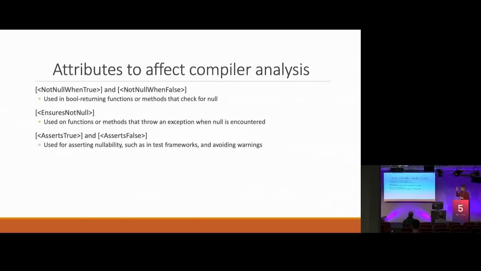Ensures not null is the same sort of thing as not null when true and not null when false, except it's about assertions. If you have a function or method that asserts something and throws an exception under the covers, that's the appropriate attribute to apply to it. And then there are asserts true and asserts false. I personally think those would be most useful for test frameworks. If you want to assert the nullability or non-nullability of something and you don't want to get a warning, the test framework can judiciously apply this to the appropriate pieces of that framework, and that will make sure the compiler doesn't throw a bunch of warnings at you.